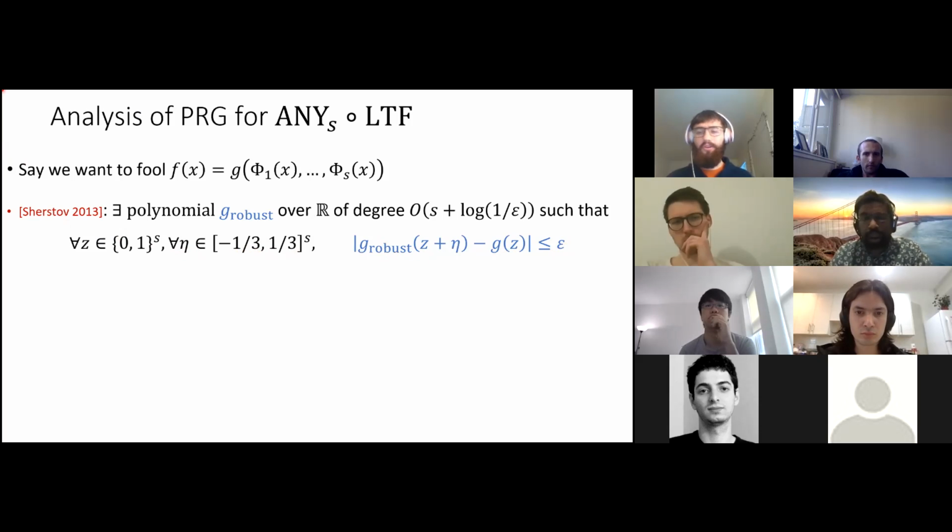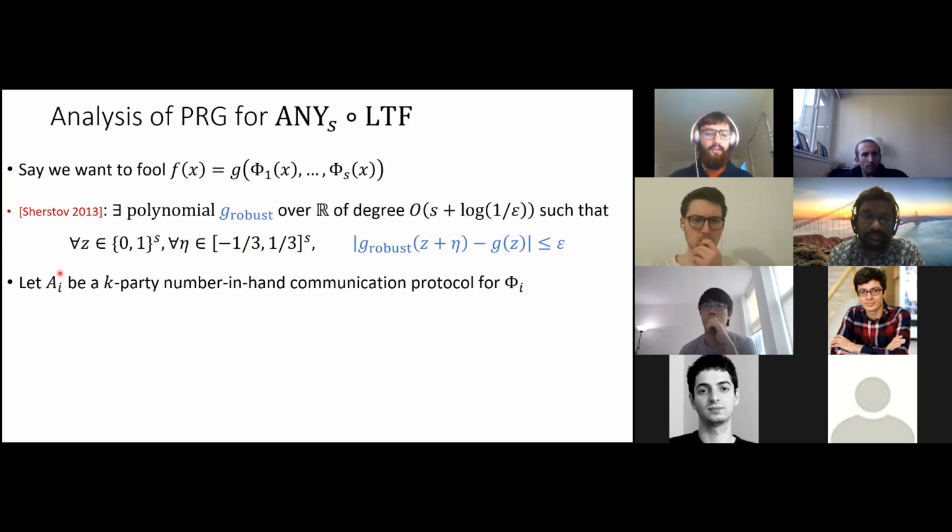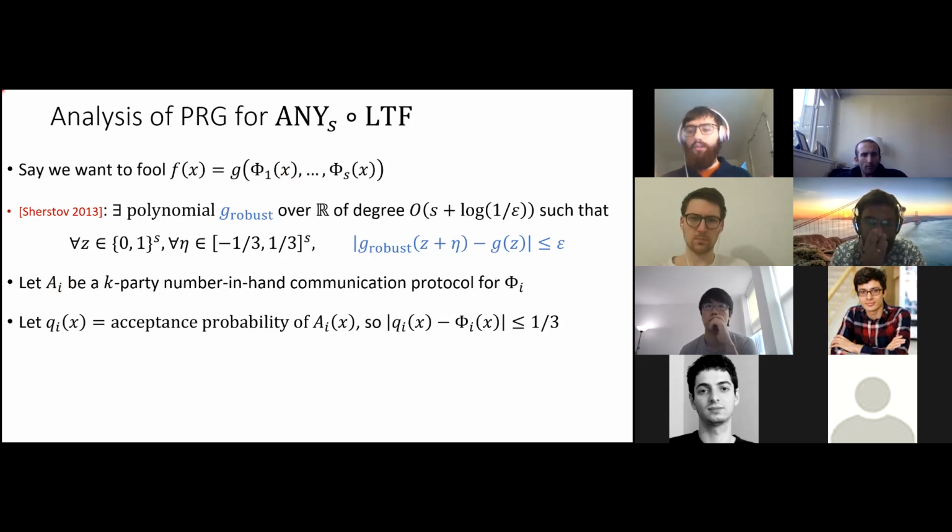Okay, so this is a really cool theorem. I encourage you to read this paper if you're interested. It's very satisfying. So here's how that's useful to us. We have these communication protocols, one for each LTF. We have a separate communication protocol A_i for each LTF phi. And they have pretty good success probability.